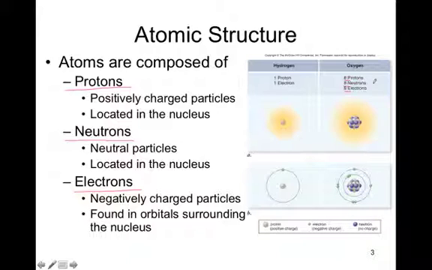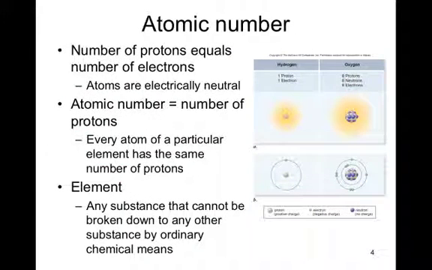So oxygen has 8 protons, 8 neutrons, and 8 electrons. Hydrogen has no neutrons, but because it has 1 proton, it also has 1 electron in its non-reactive state. So when we have an equal number of protons and equal number of electrons, the atoms are electrically neutral. It's the number of protons that defines the element.